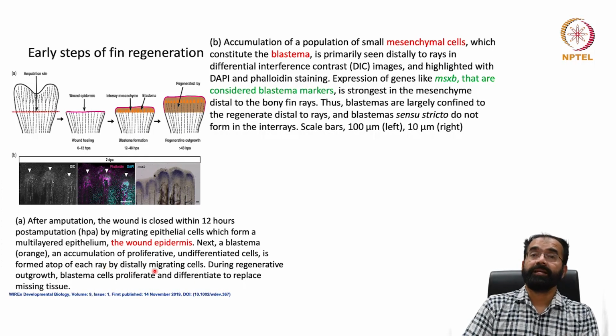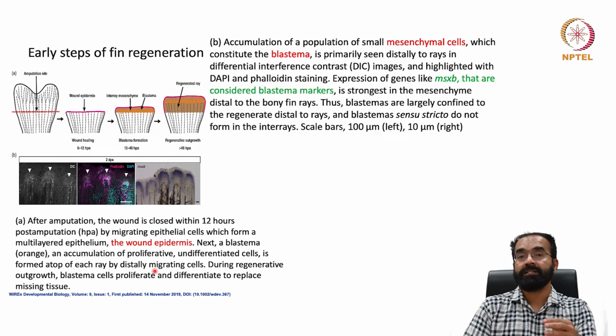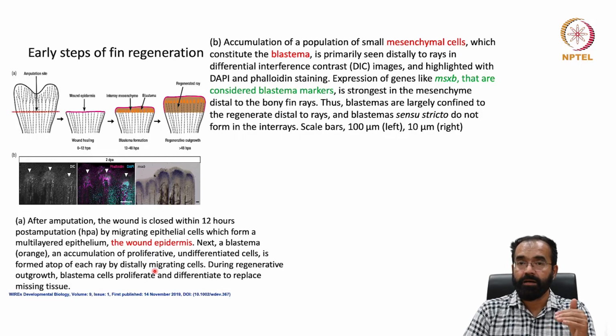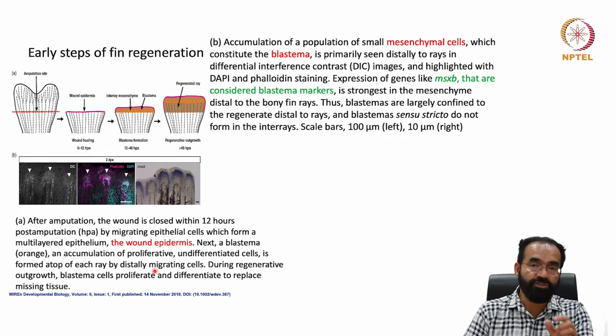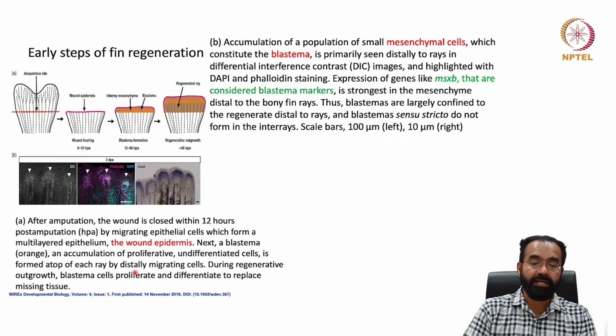Each ray keeps growing, because the epidermis is covering the whole wound and the blastema is forming mainly on top of individual rays. Between the rays, the so-called inter-rays, you have mainly fibroblast tissue. They are not a true blastema tissue. They are distally migrating cells. During regenerative outgrowth, the blastema cells proliferate and differentiate to replace the missing tissue.